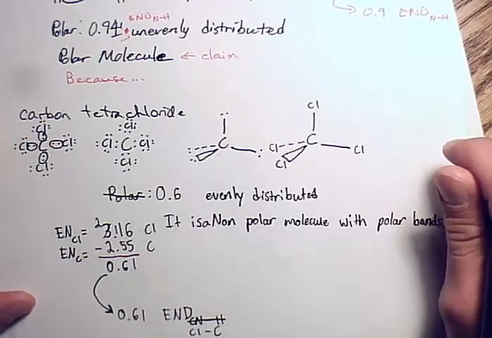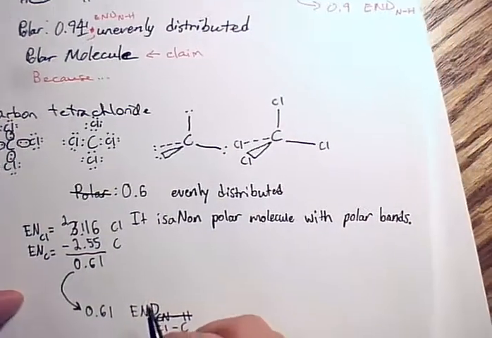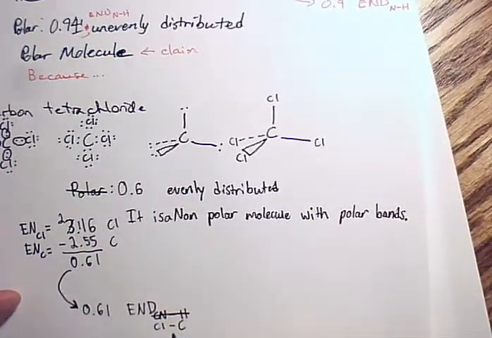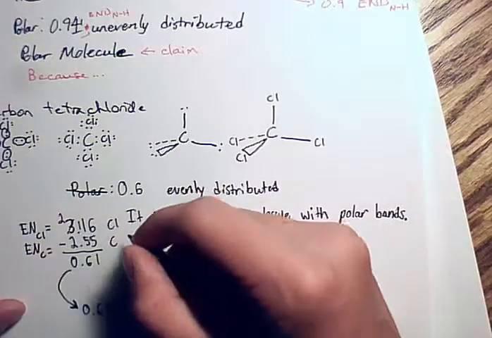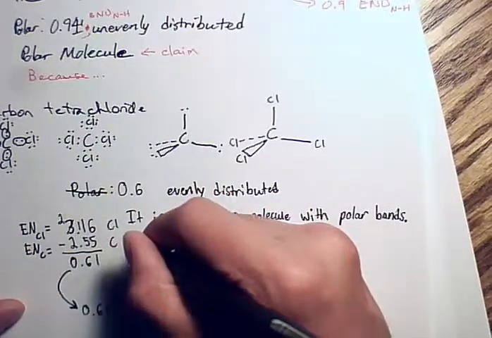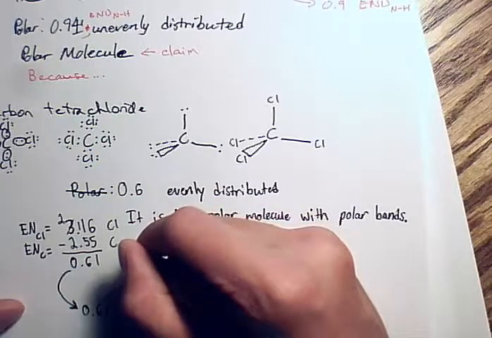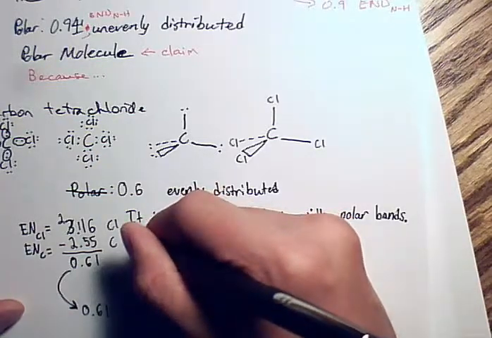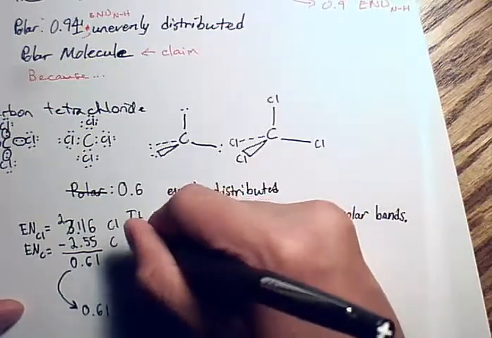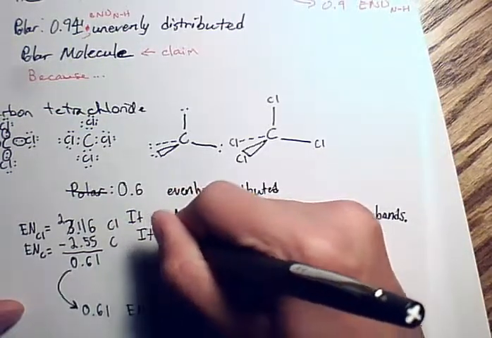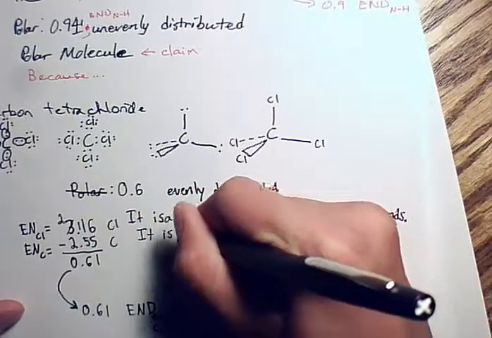You said my justification: this is a nonpolar molecule with polar bonds. It's nonpolar because the bonds are not unevenly distributed. Okay. Or you could say it in a more positive way and say it's nonpolar because the bonds are evenly distributed. Okay? Let me borrow this a minute.